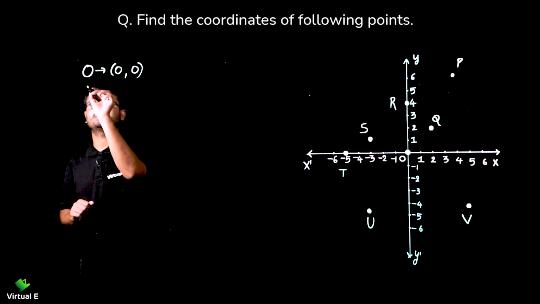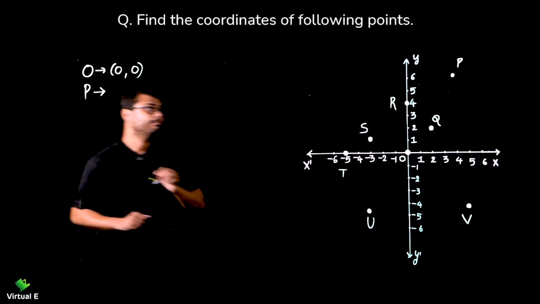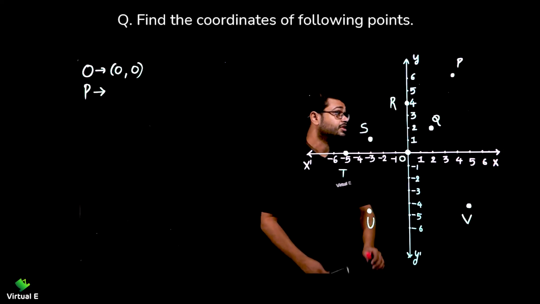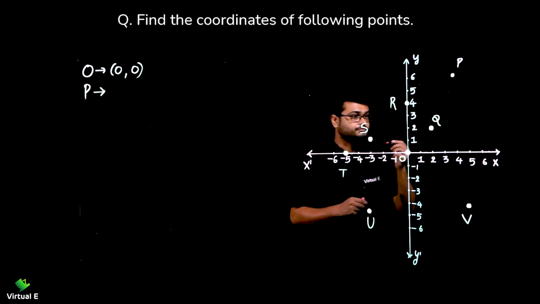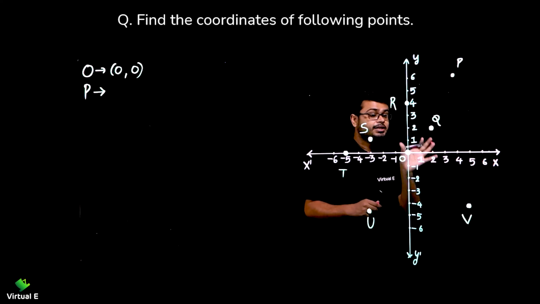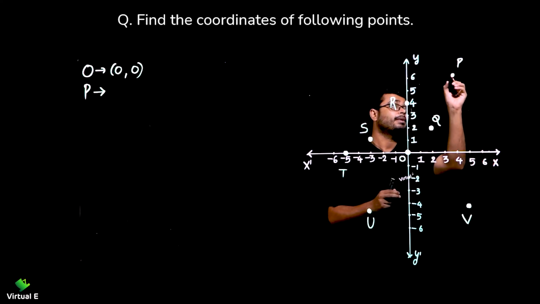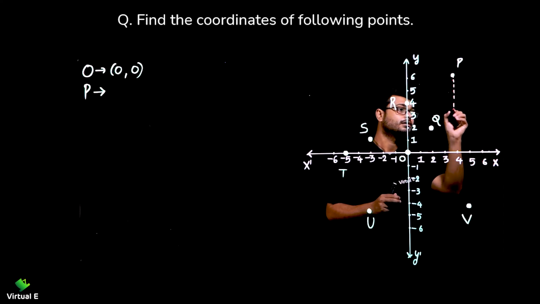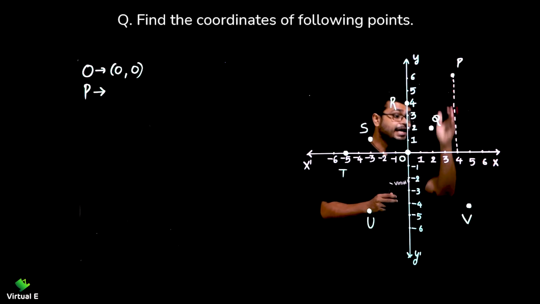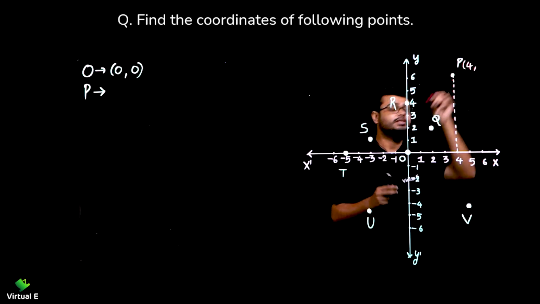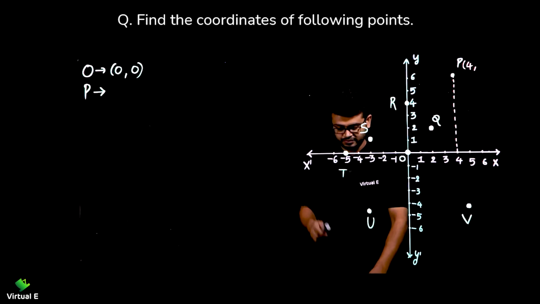Now let's start with P. I want to find the coordinates for the point P. Now, how to find this? Understand, this is a very interesting process. First of all, you want to see how far away this point has moved on the x-axis. For that, try to draw the perpendicular line. So that is 4. So what about the x coordinate of P? That is 4 only, simple. So 4 it is. Remember, the x coordinate comes first.